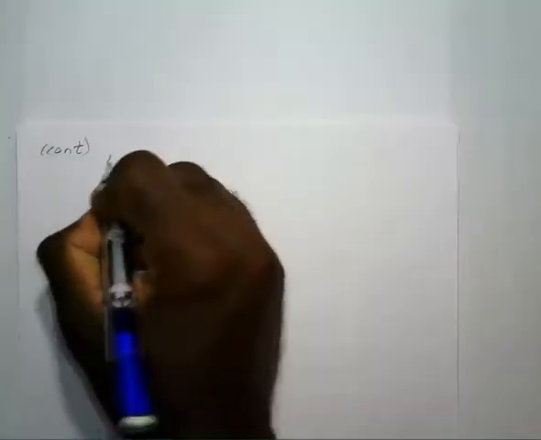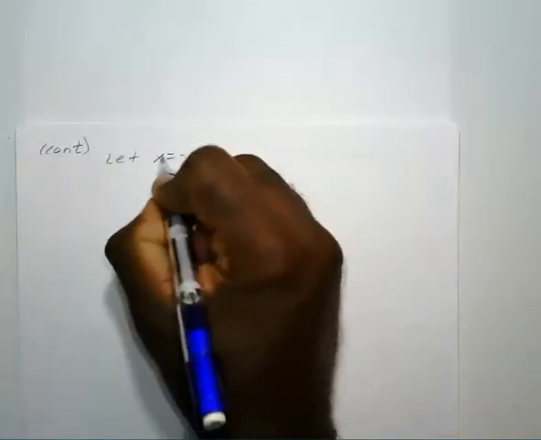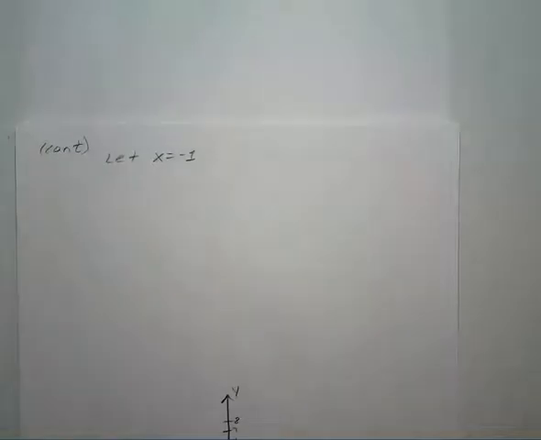Now since we couldn't use the x-intercept, we'll let x equal negative 1. Like I said, it doesn't matter what our other point is. I just use the x and y intercept out of pure convenience.